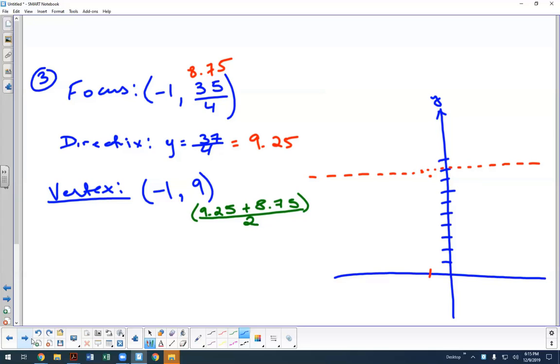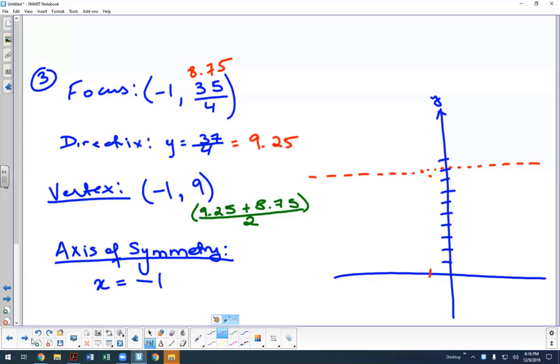Axis of symmetry. Hopefully, that's something you remember from chapter 3. Axis of symmetry is the vertical line that passes through the vertex of our parabola. So it's going to be x equals what number? -1, yeah, because it passes right through the x-coordinate of your vertex, and in this case the focus also. So the axis of symmetry is x = -1, which will be this vertical line.